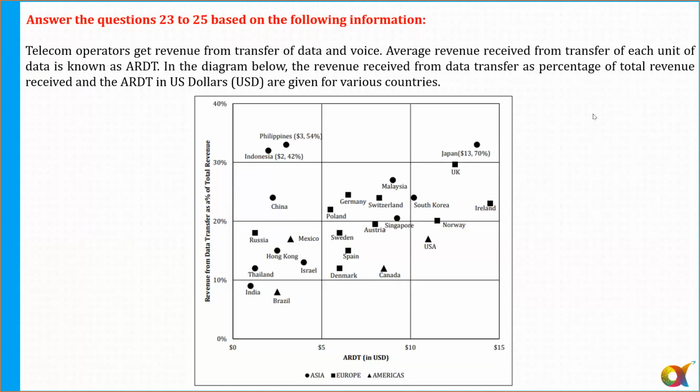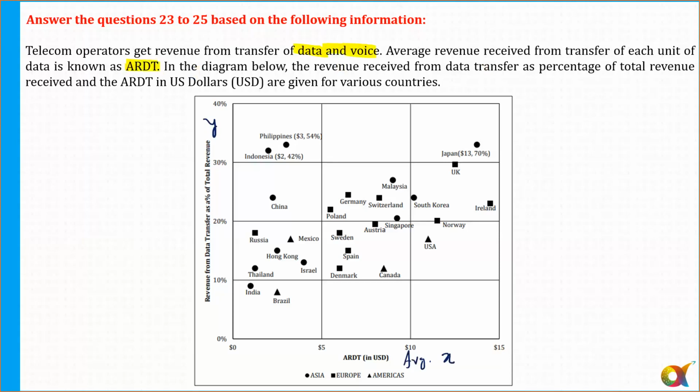So let's discuss. A telecom operator gets revenue from the transfer of data and voice. So this is how the operator is getting the revenue. Average revenue received from transfer of each unit of data is known as ARDT. So ARDT is basically the average. Let's say this is X, the X axis, and this is Y, the Y axis.